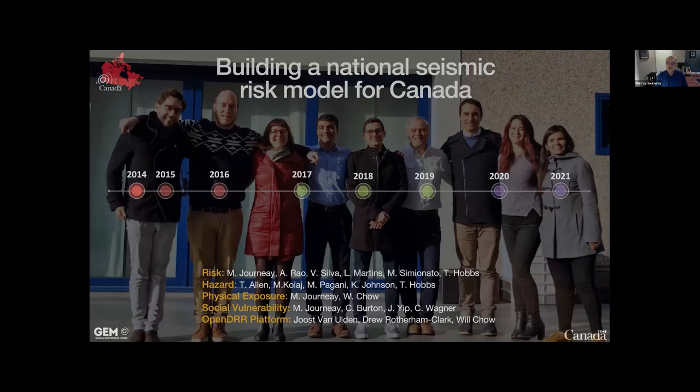The story for us began at a GEM risk modeling workshop in Pavia at the end of 2014, where I was introduced to the OpenQuake platform and to an amazing group of dedicated researchers and developers. I came to Pavia to learn how to run OpenQuake, and I left with an opportunity to build a national seismic risk model for Canada as part of GEM's broader mission to develop an integrated global fabric of earthquake models.